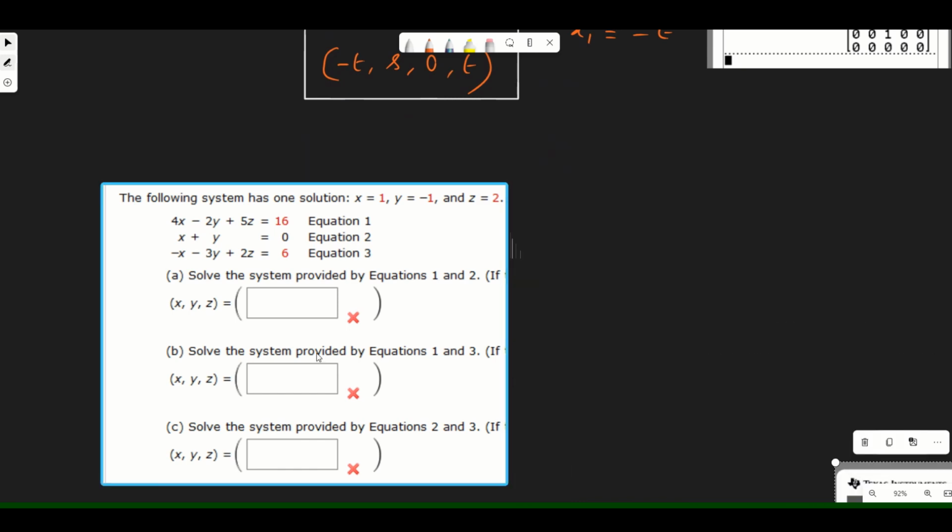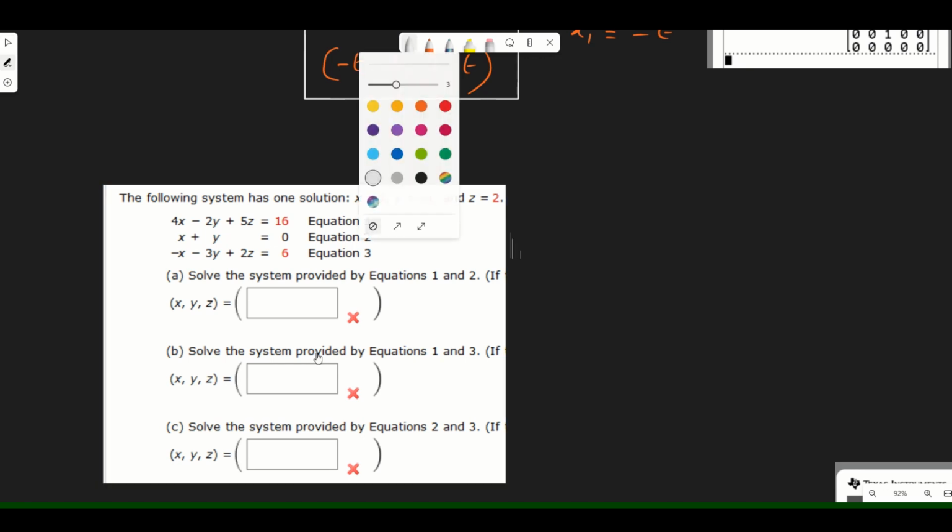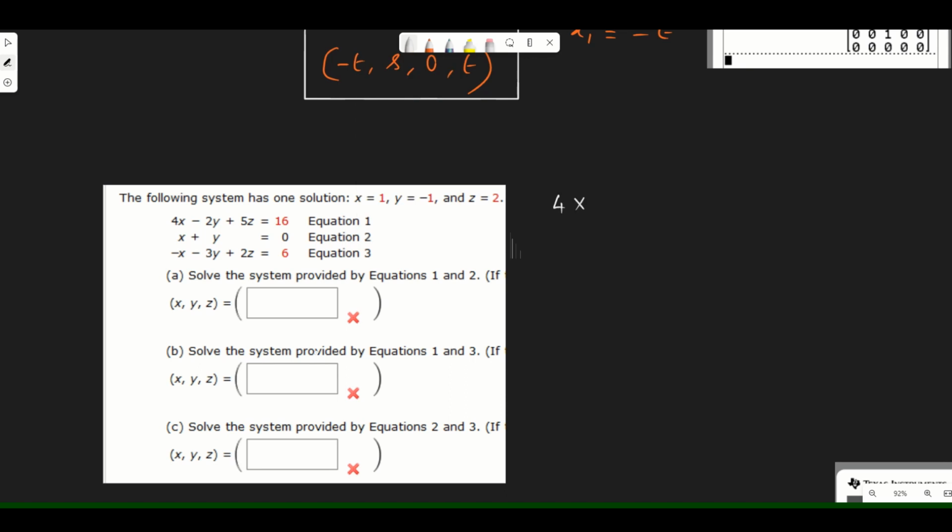Now you have a system of equations. These are not homogeneous. You have a system of equations in terms of three unknowns. You have three non-zero equations with three unknowns, x, y, z. The question here is, you have to solve the system by taking only equation 1 and equation 2. So in equation 1, I have 4x minus 2y plus 5z equal to 16. That is my equation 1. And the second equation is x plus y equal to 0.